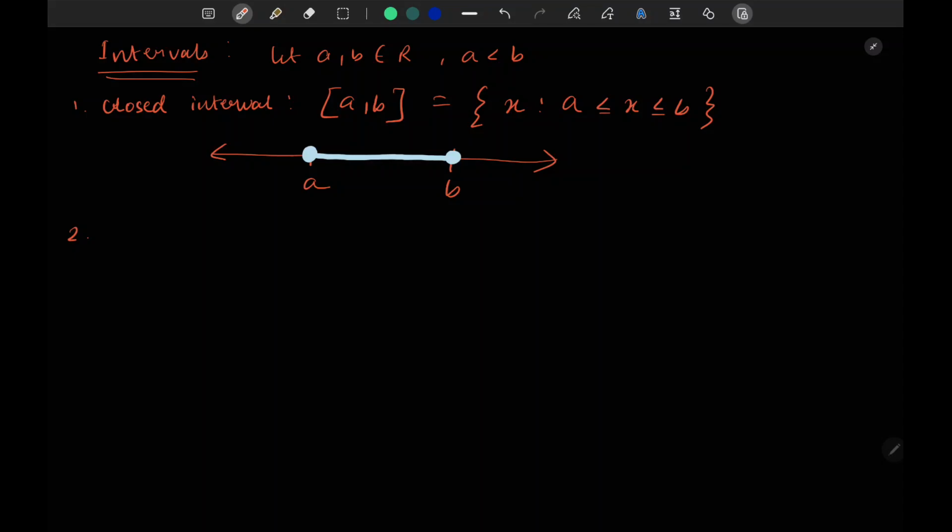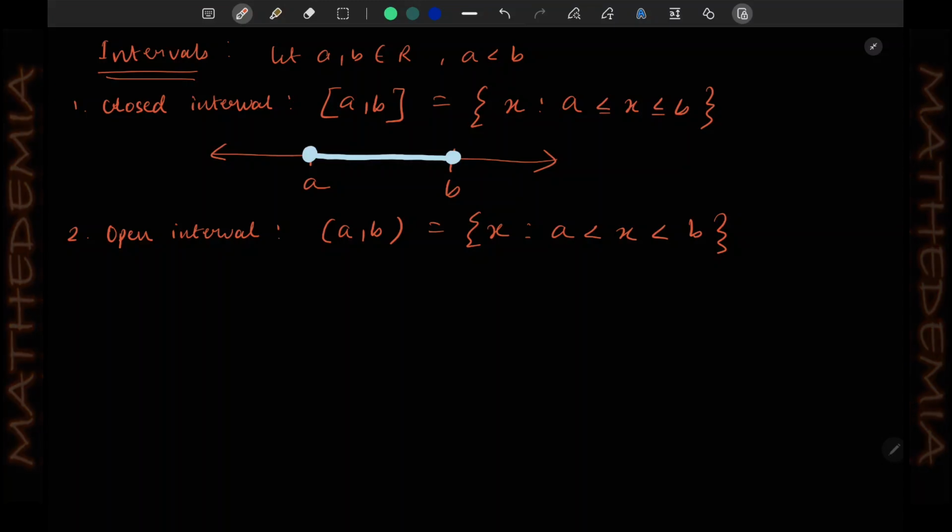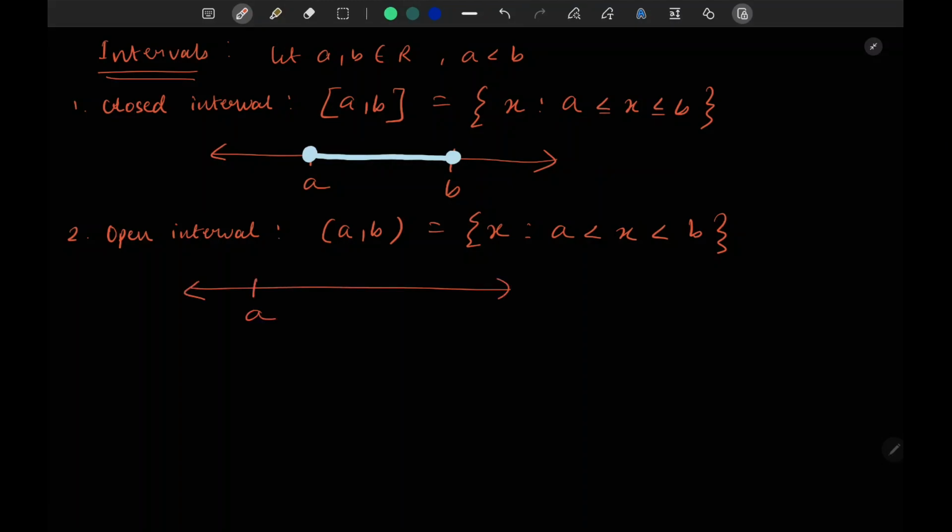The next type of interval is known as an open interval, in which the upper limit and lower limit of the set are written within round brackets. In set builder form this can be represented as X such that A less than X less than B. So this set consists of all the elements between the real numbers A and B, but excluding A and B. On the number line, A and B are put in open circles, and since all the elements between A and B are present inside the set, the line between A and B is darkened.